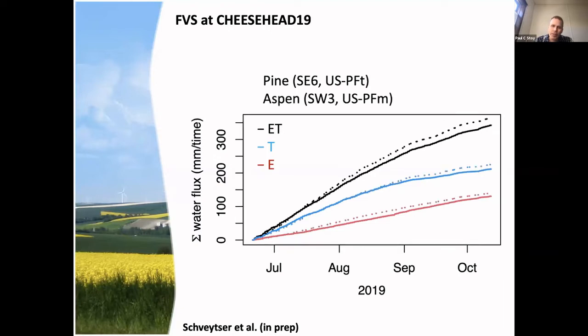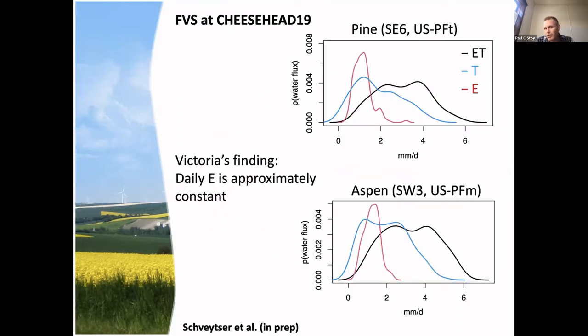Now I want to point out a couple key things, okay? There's an aspen site that has slightly higher evapotranspiration, perhaps within the range of uncertainty, a little bit higher transpiration. You see similar seasonal courses. And so this is Victoria's insight, that it's not the E over ET ratio that's constant over time, that's changing quite dramatically, but daily evaporation is approximately constant across many of these sites, about a millimeter a day.